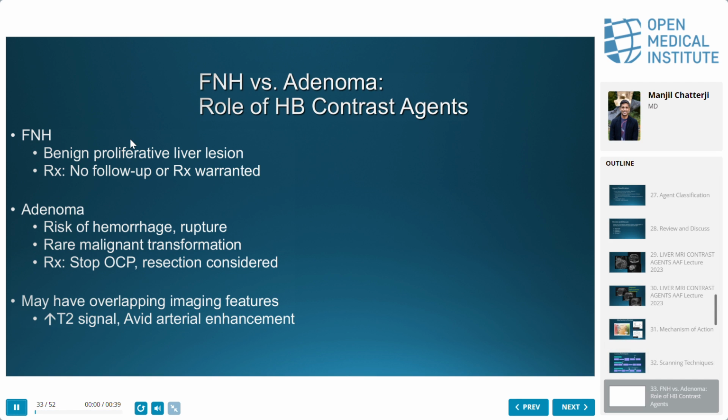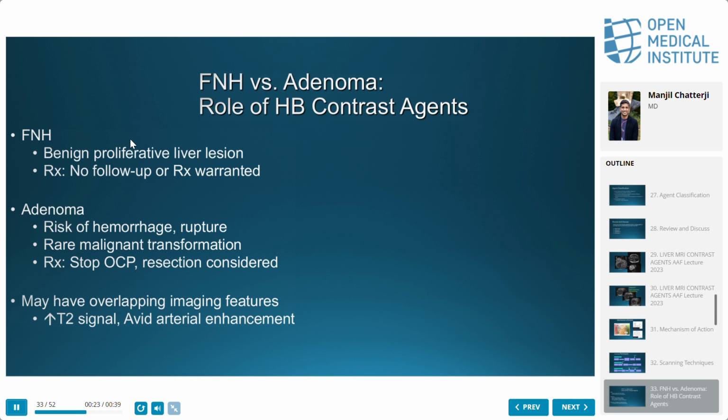Okay, cool. So FNH versus adenoma, we talked about this a little bit during the focal liver lesions talk, but I think it's worth reviewing again. And that is that an FNH is a benign proliferative process. There's no follow-up or treatment warranted. An adenoma is different, right? They hemorrhage, they rupture, they can malignantly transform. So first you want to stop the OCP and maybe even consider resection.